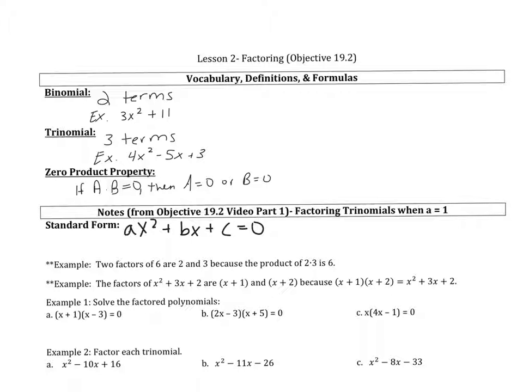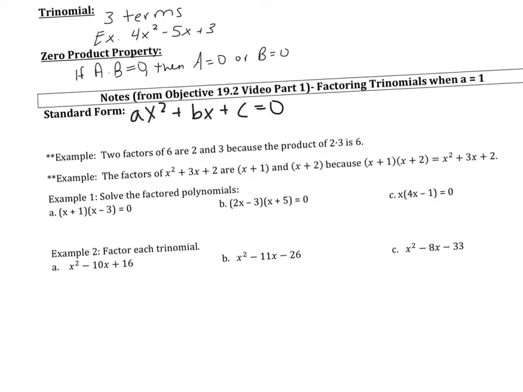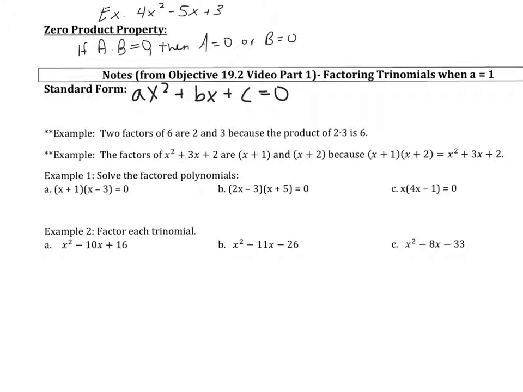So here's just an example from something you can probably relate to. Two factors of 6 are 2 and 3 because the product of 2 times 3 is 6. So in the same sense, the factors of x squared plus 3x plus 2 are x plus 1 and x plus 2 because when you multiply them together, you get x squared plus 3x plus 2. So let's use this zero product property and the factored form to solve some quadratics.